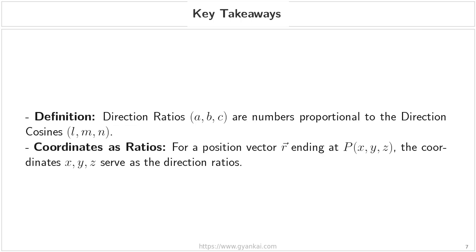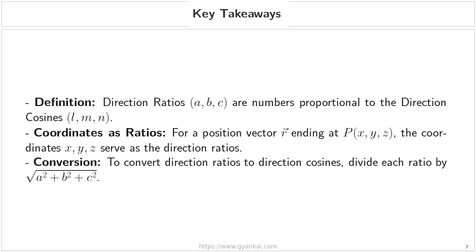Second, remember the connection to coordinates. As we saw in our derivation earlier, if you have a position vector r that ends at a point P with coordinates x, y, and z, you can actually use those coordinates x, y, and z themselves as your direction ratios. It's a very convenient shortcut. Third, let's summarize the conversion process. If you are given direction ratios and need to find the direction cosines, the procedure is straightforward. You just take each ratio and divide it by the square root of a squared plus b squared plus c squared. This process, which we call normalization, scales the ratios down to the required magnitude.